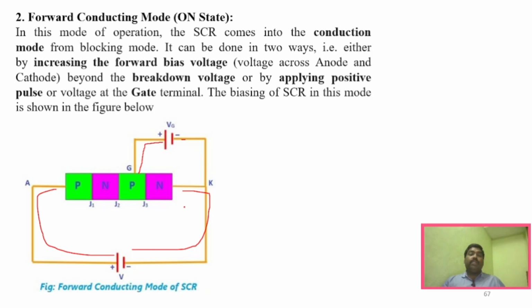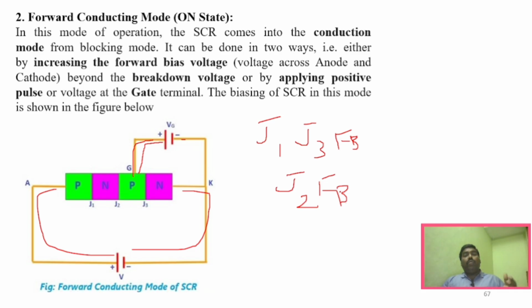Now what will happen? Because of the forward voltage at the gate terminal, like the previous case, J1 and J3 are forward biased, whereas here we are giving positive voltage to the gate, so J2 is also forward biased. Now how will the SCR be turned on? The working will be the same. There will be a small leakage current, and then after that there will be a breakdown voltage and a sudden increase in current.